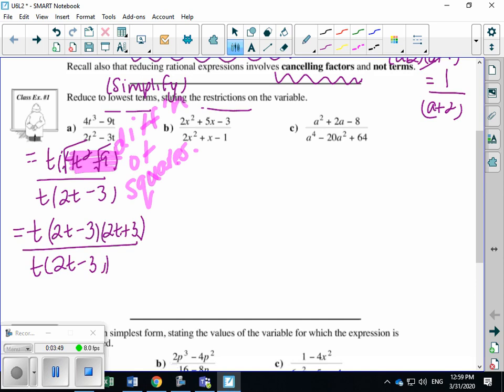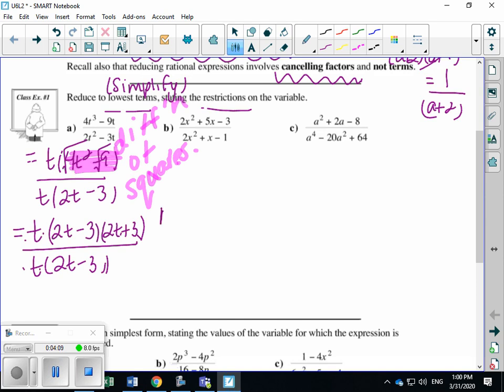Now step number 2 is state your non-permissible values. You'll probably notice that you could cancel out the t on top and the t on bottom, and the 2t minus 3 on the top and the 2t minus 3 on the bottom. You cannot cancel them out until you've stated your NPVs. It's very, very important.